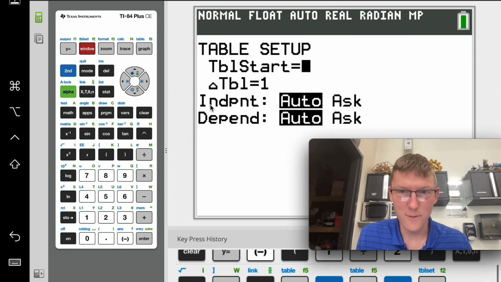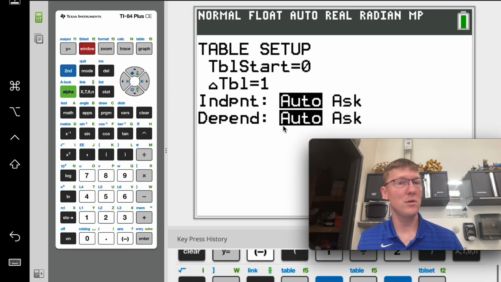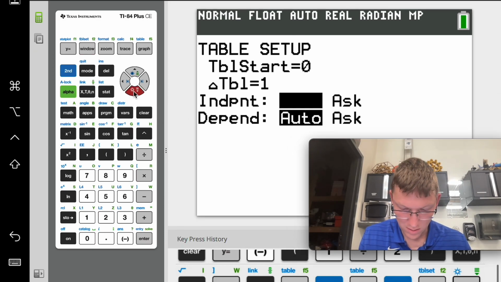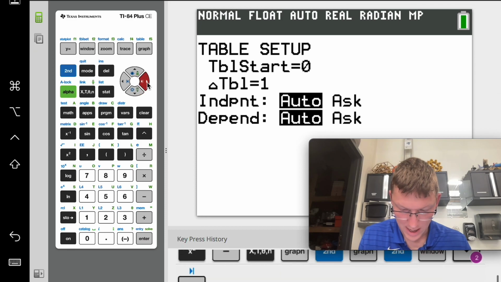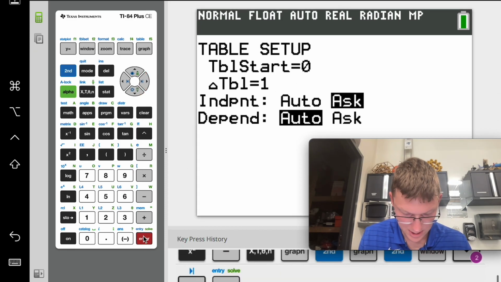And so hopefully if you took any science or anything like that, we've got our independent and dependent variables. The dependent would be the return values, or in this case, the y values. The independent is the x values. So we want it to say ask. So we're going to scroll down and turn that over to ask. So we have ask highlighted, push enter.